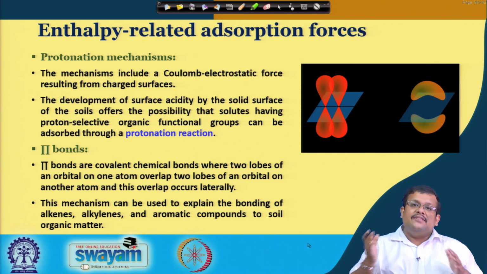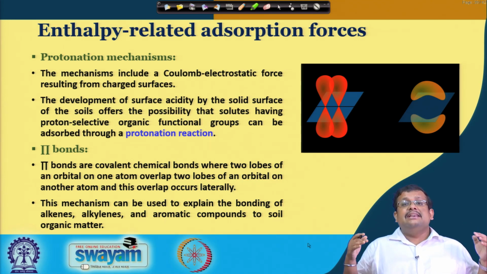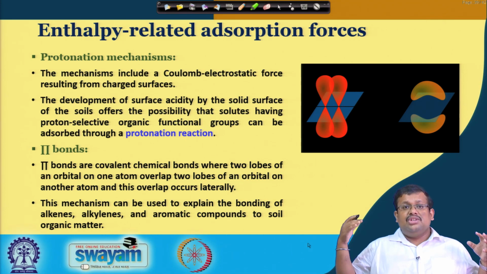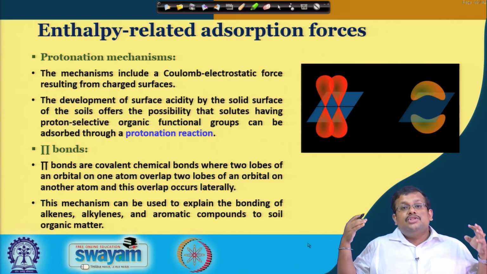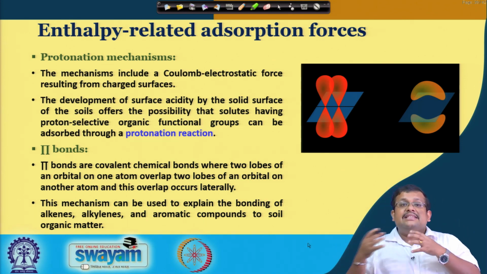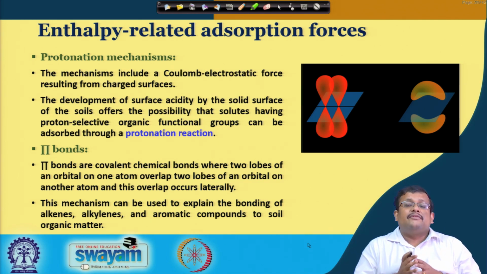Now, we know by the definition of acid that an acid is a proton donor. So, when there is a surface acidity on the solid surface of the soil, in exchange it can donate a proton to that solid having proton selective organic functional groups. As a result of that there is an adsorption, and this is the perfect example of a protonation reaction.